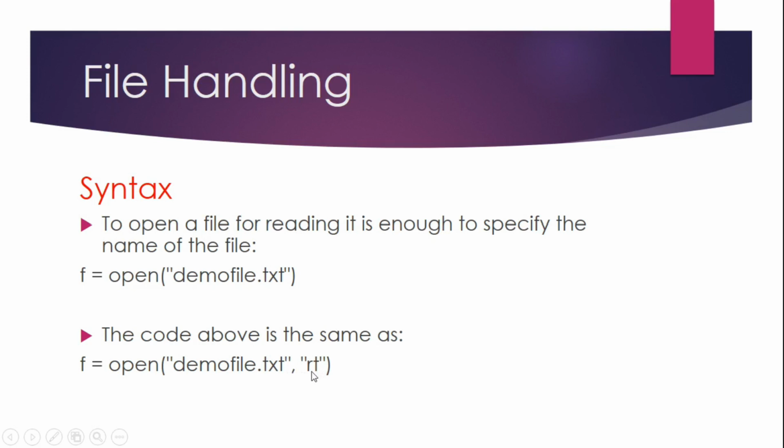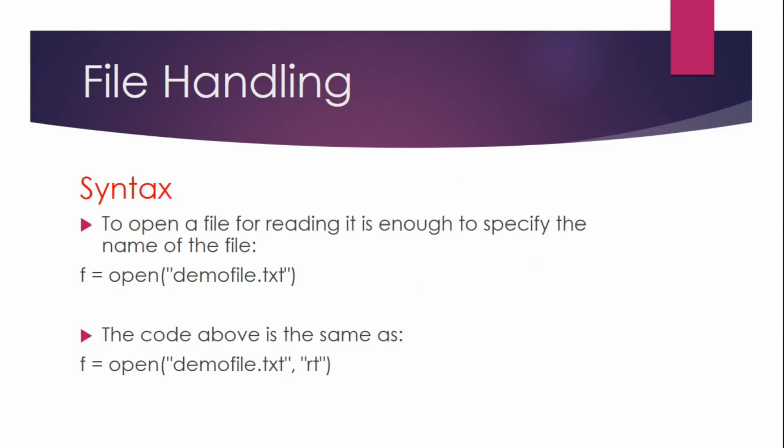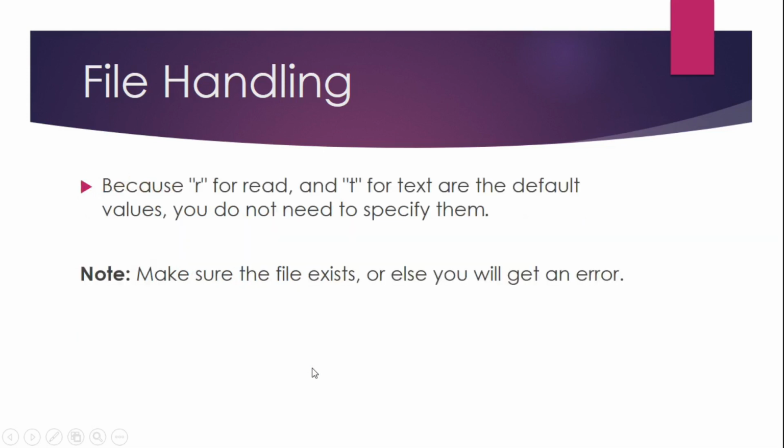Now remember, you have two types of files. You have the binary, and also you have the text. We shall discuss the binary later. Remember that R is for read, and T is for text, like this one I said RT. R for read and T for text are the default values if you do not specify them. And you must make sure that the file exists, or else you will be greeted with a very beautiful error on your terminal.